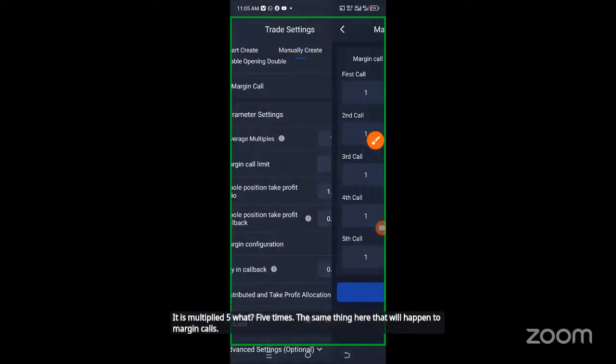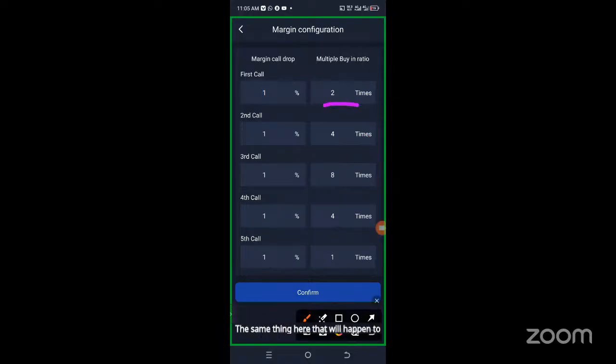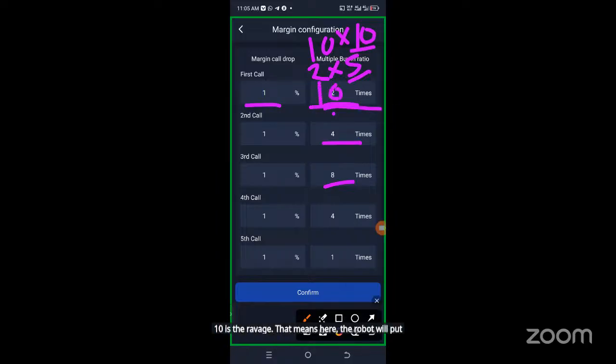The same thing will happen to margin calls. You are telling the robot that when the market drops by 1 time, I want you to buy 2 times, which is 2 times 5. What is this 5? 5 is the first buying amount. 2 times 5 equals 10. 10 times 10. What is this 10? 10 is the average. That means here the robot will put in $100.